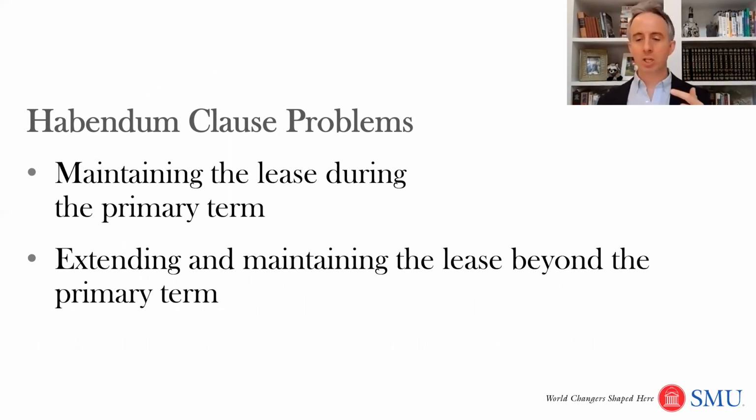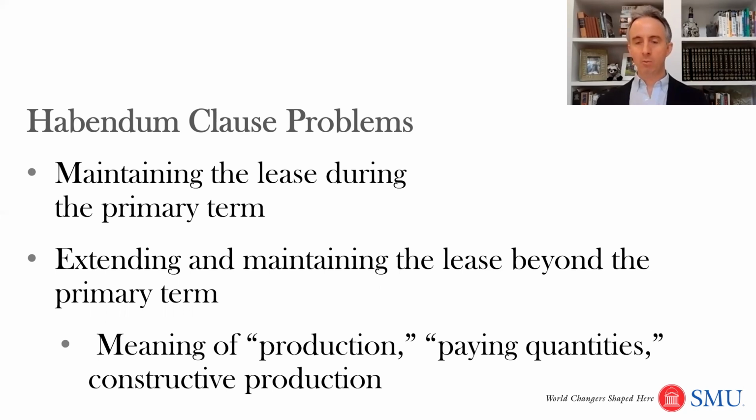Then the second big question is, can you keep it beyond the primary term? Generally, that's only if you've hit oil and gas or you're doing something that suggests you're about to. We'll talk about the different ways of doing it. The most normal way to do it is you hit an oil and gas well and it continues producing. When we talk about that next time, we're going to have to talk about what it means to have continued oil and gas production.